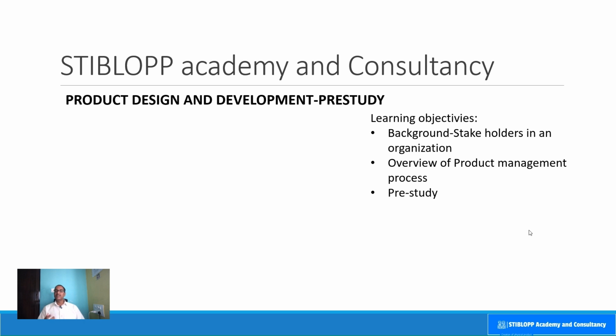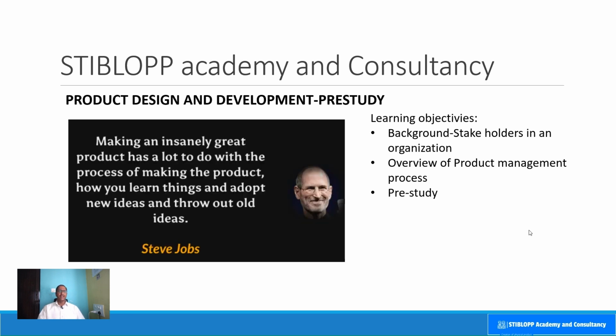There are a lot of companies in the world who have launched successful products in the market, and Apple is one of them. Let's see what Steve Jobs has to say about the product and the product development process. Steve Jobs says that making an insanely great product has a lot to do with the process of making the product. How you learn things and adopt new ideas and throw out old ideas. What he basically means is that product development, or the creation of a product, is a crazy activity which involves a lot of effort and also involves the process that we follow in developing that product.